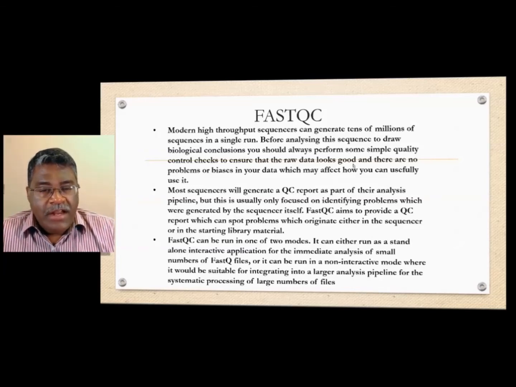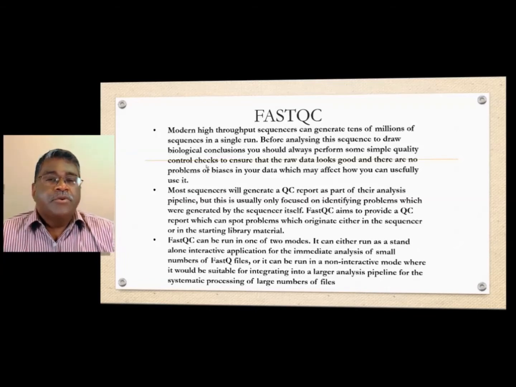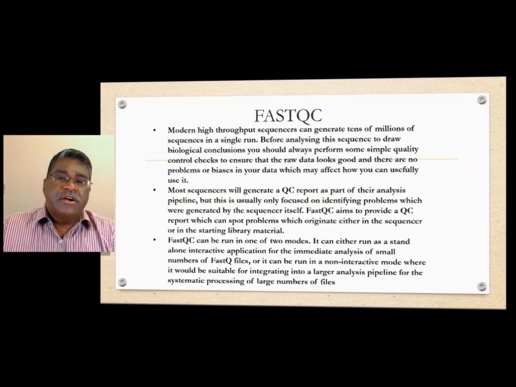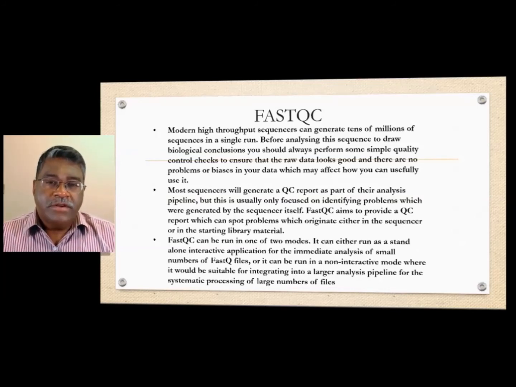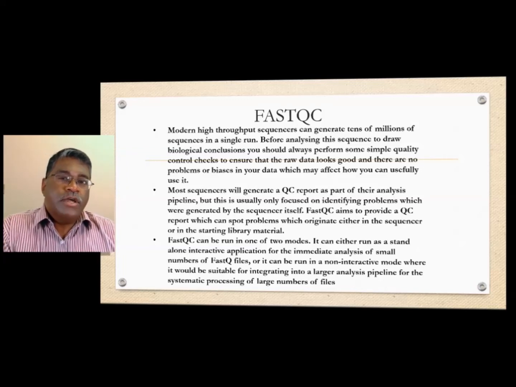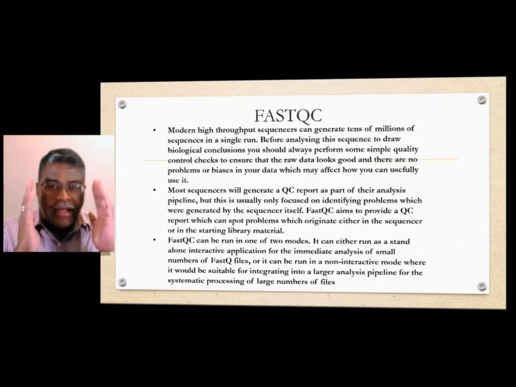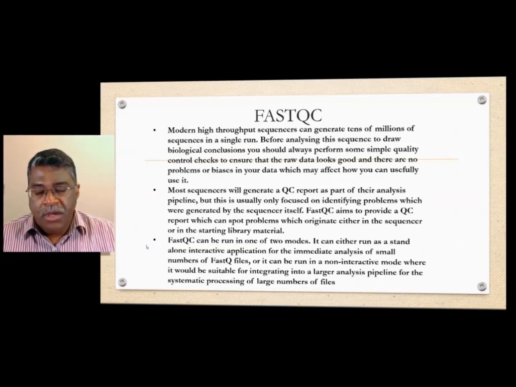So before analyzing the sequence to draw biological conclusions, you should always perform some simple quality control checks to ensure that the raw data looks good and there are no problems or biases in your data. Because if there are problems, then it's one of these garbage in, garbage out deals: if you have several problems, then you're going to get problems with your assemblies, with your reads, and that then results in a lot of problems.